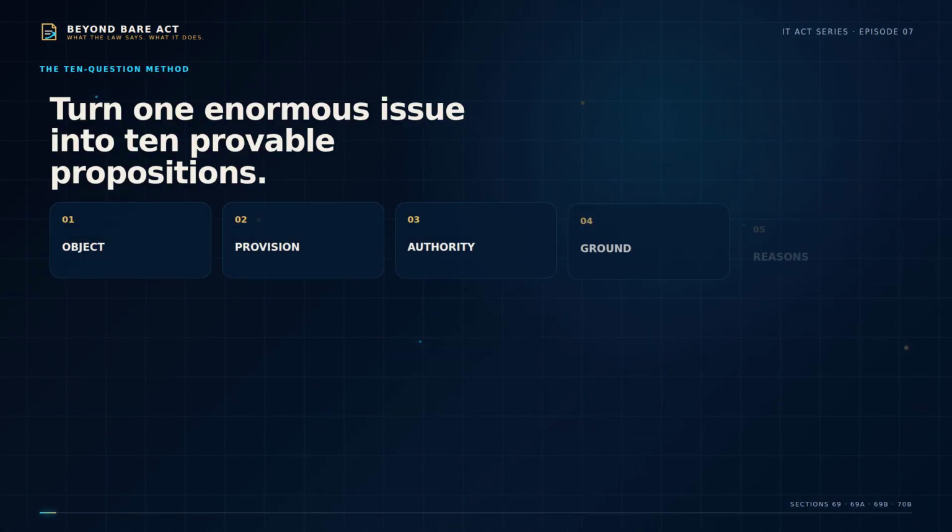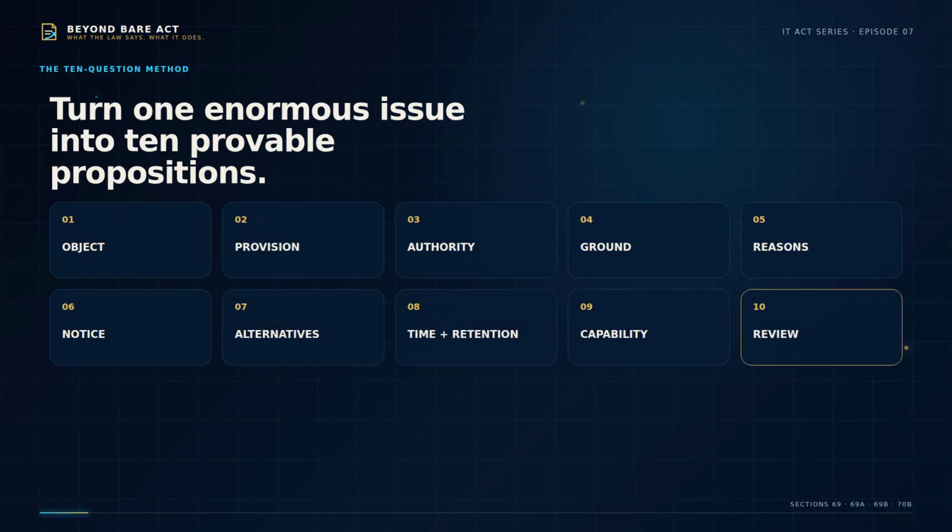For any exam problem, advisory note or rights challenge, use this 10-question method. 1. What exactly is being sought? Content, blocking, traffic data, logs or incident assistance. 2. Which statutory provision is written on the order? 3. Does the issuing actor possess that power? 4. Which statutory ground or purpose is relied upon? 5. Are the reasons written and the target specific? 6. Was notice required, given, or lawfully postponed in an emergency?